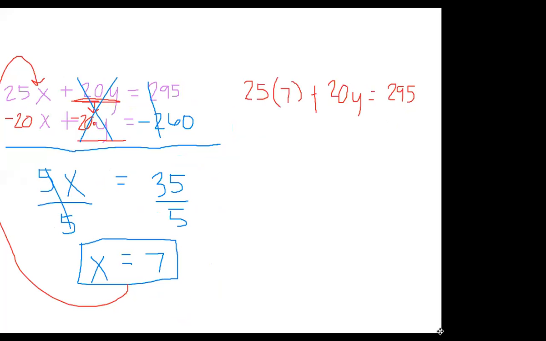There we go. All right, what's 25 times 7? Good. Think about quarters. If you got 7 quarters, you got $1.75, right? So this is 175. Kershawn, you writing this down, babe? So you can use it on your check-in. Plus 20y equals 295.